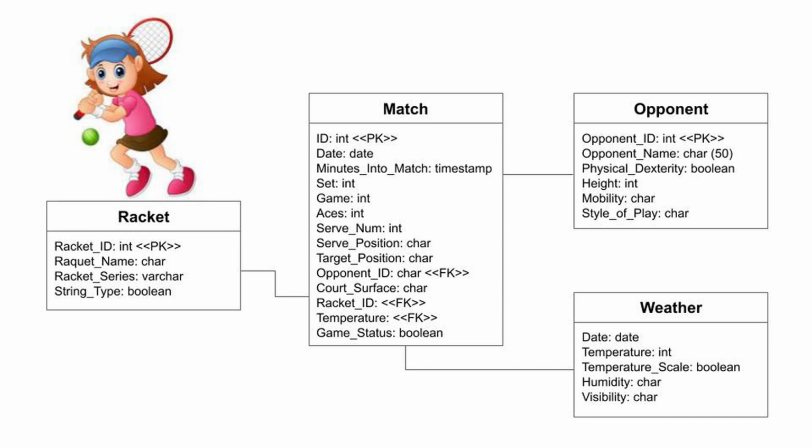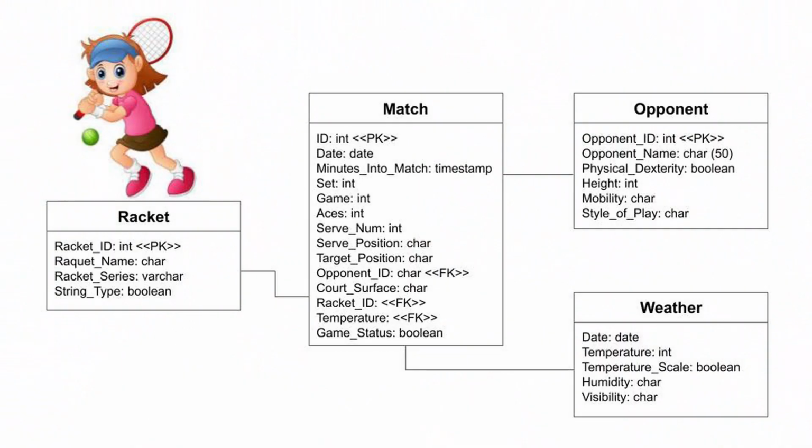And then we're going to go down to the racket table, and we're going to create a separate table for that. So we're going to have a racket ID. We're going to track the name of our rackets, and then we're going to track the series of the racket, and then the string type of the racket, whether it was strung for power or whether it was strung for control. So that's another Boolean.